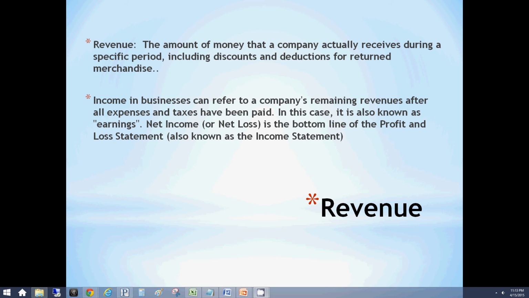Revenue is the amount of money that a company actually receives during a specific period, including discounts and deductions for returned merchandise. Income in businesses can refer to a company's remaining revenues after all expenses and taxes have been paid. In this case, it is also known as earnings. Net income or net loss is the bottom line of the profit and loss statement, also known as the income statement.